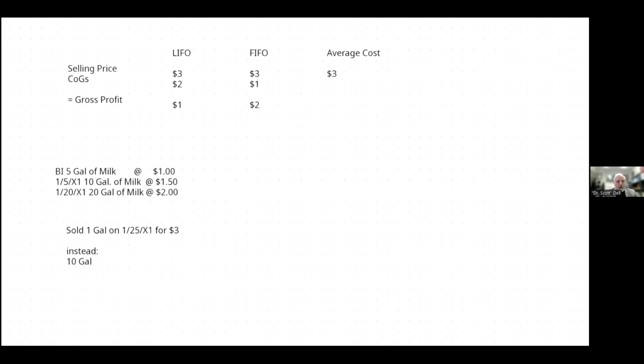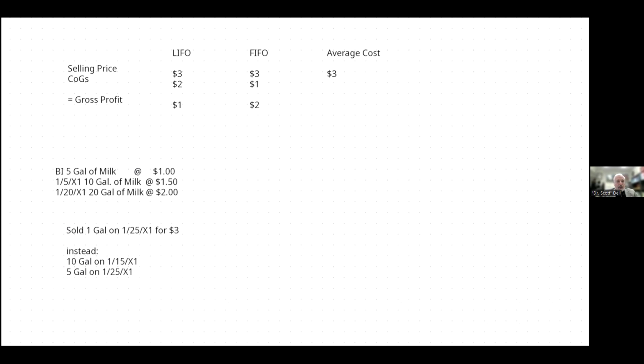All right, there we go. So if I have 10 gallons that were sold on January 15th, next one, and I sold another 5 gallons on January 25th instead. So what does that mean?